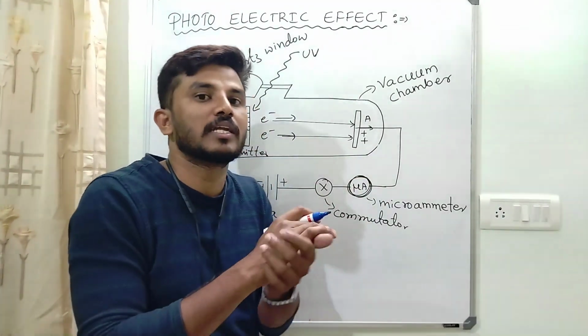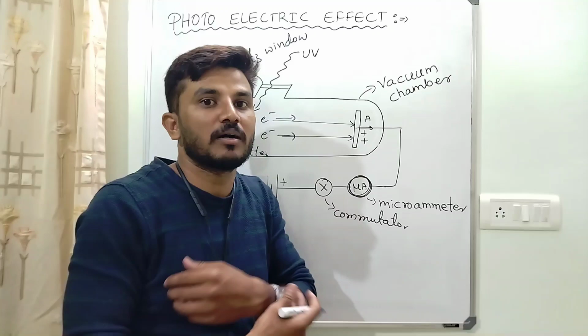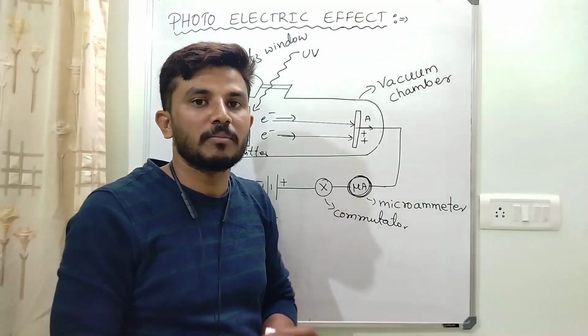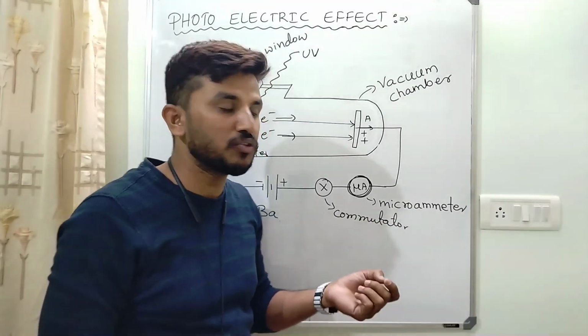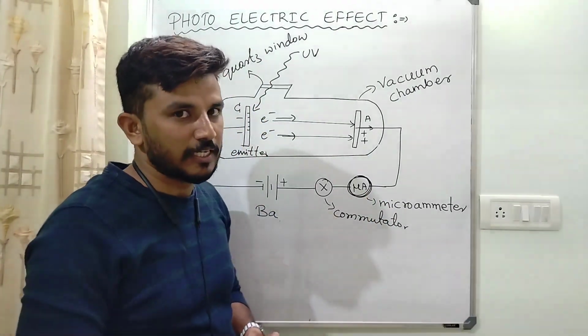Why did they use a microammeter, why can't we use just a milliammeter or just an ammeter? Since the current generated is very small, that's why we have used a microammeter here.